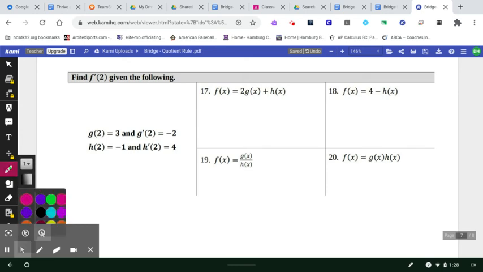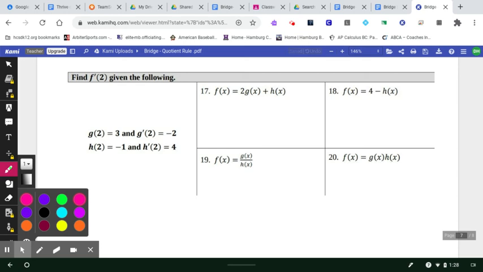All right, we've made it to our last question of the day. It has 4 little pieces here. And again, this is function notation. We're just going to see a lot of it this year. We want to find the derivative at 2. So we want to derive each of these and plug in 2. So f becomes f prime.